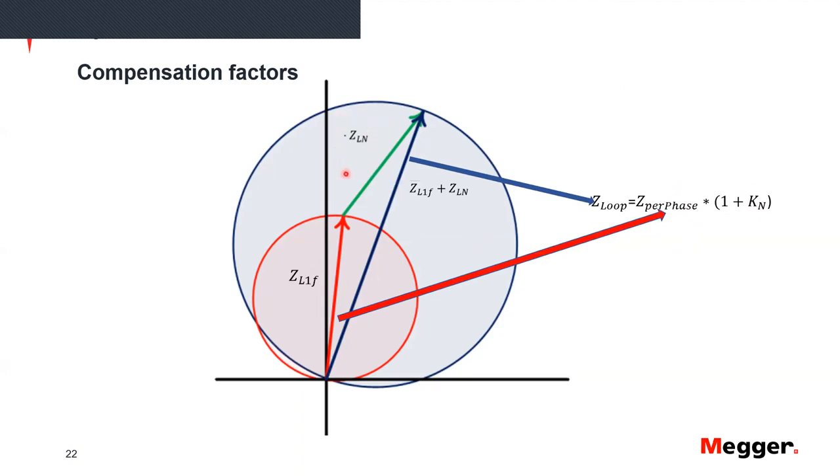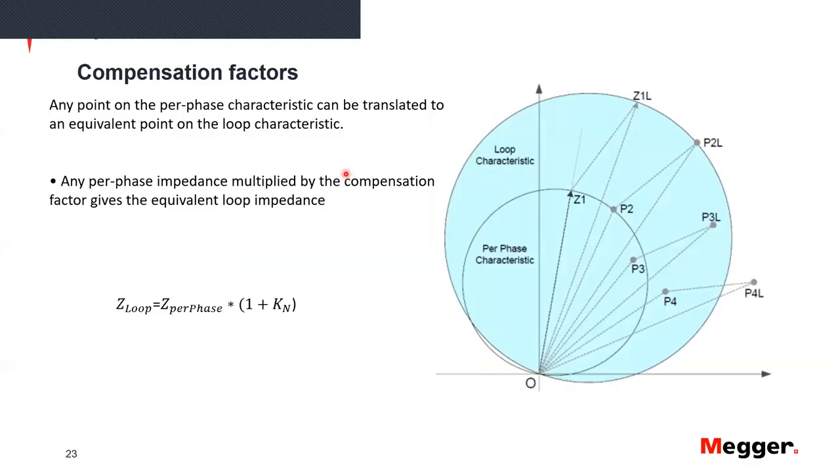So for different faults, you have the per phase characteristic and you have the loop characteristic. And the loop characteristic and the per phase characteristic connect this way. And the equation that connects them is this equation over here. So you can get any per phase impedance, multiply it by the compensation factor, and it will give you the equivalent loop impedance. I hope I have been clear with this.